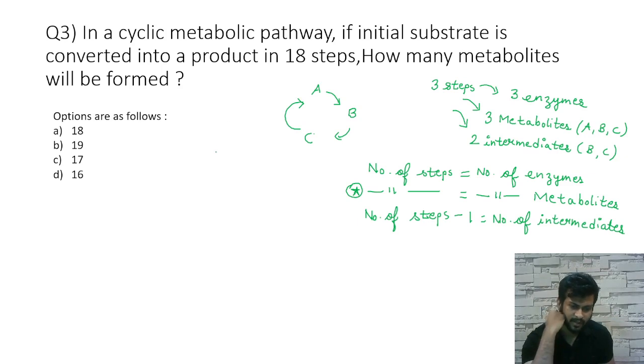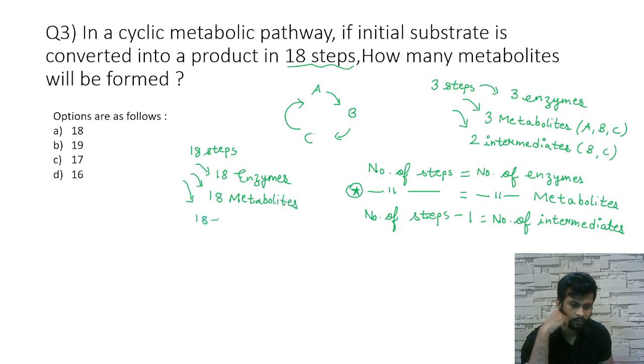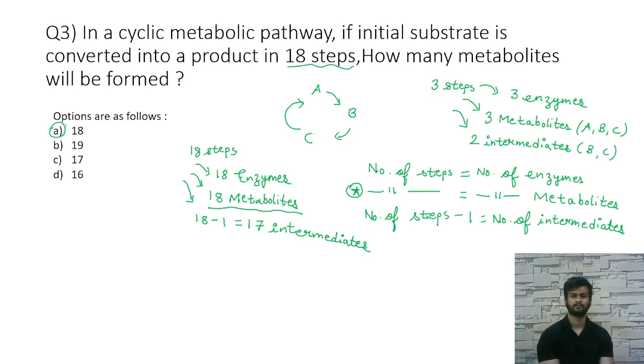So from this information, we can now easily solve this question. In the question, it is mentioned 18 steps. So if there are 18 steps, 18 specific enzymes will be present. Number of steps equal to number of metabolites. So 18 metabolites will be present. Number of steps minus 1, that is 18 minus 1, will be 17 intermediates present in a cyclic type of metabolic pathway consisting of 18 steps. In the question, number of metabolites are asked. The correct answer will be 18. Correct option will be first. Okay.